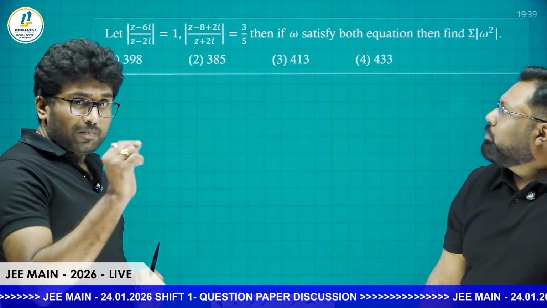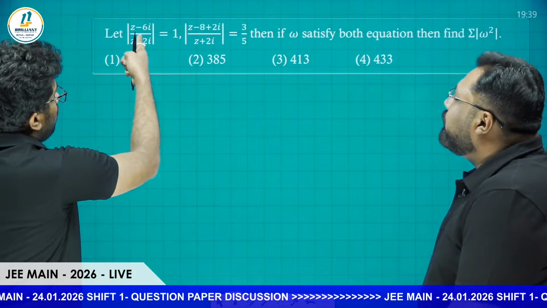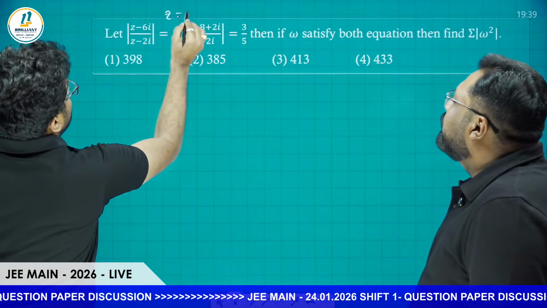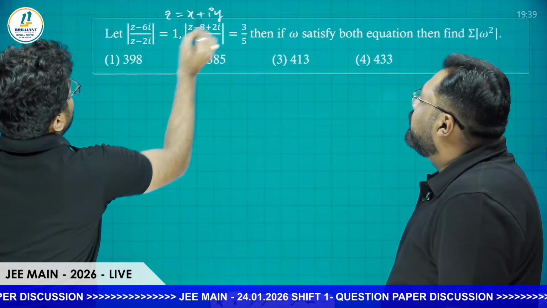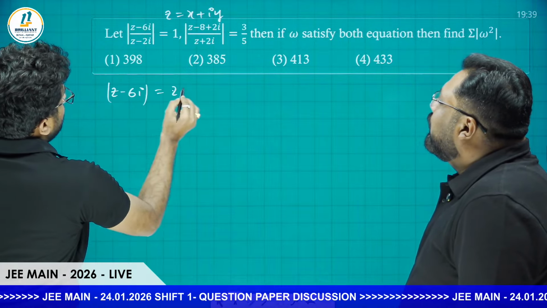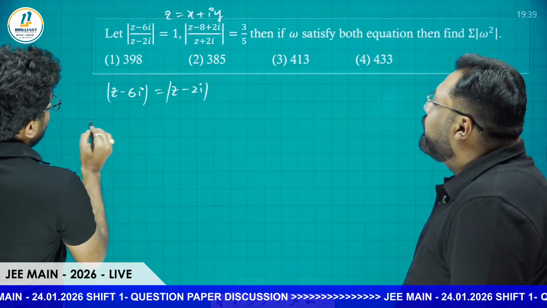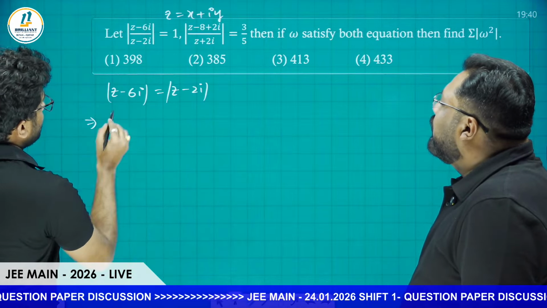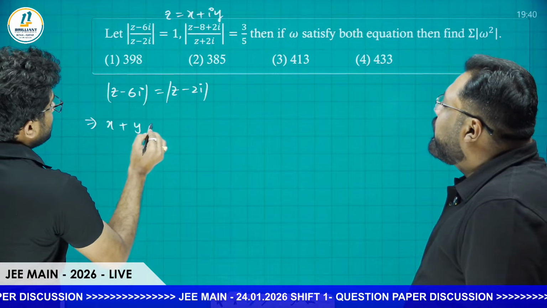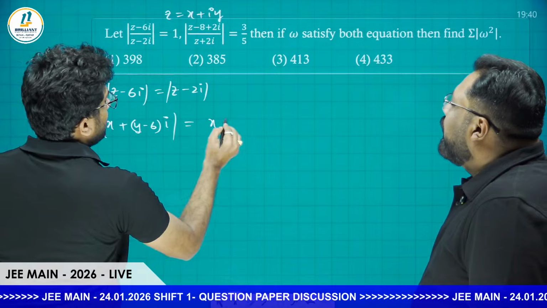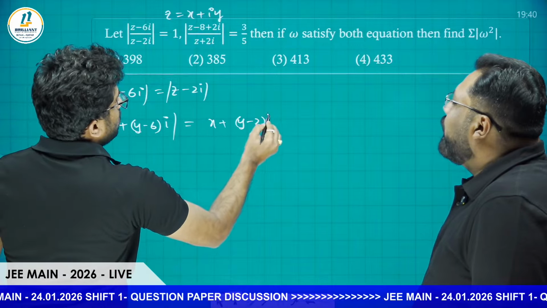This is a question from complex numbers. Yes. They have already given a relation: modulus of z minus 6i, let's take z equal to x plus iy. So modulus of z minus 6i is equal to modulus of z minus 2i. If you put z equal to x plus iy, the modulus of x plus (y minus 6) into i is equal to the modulus of x plus (y minus 2) into i.